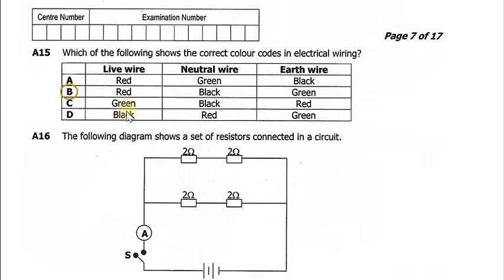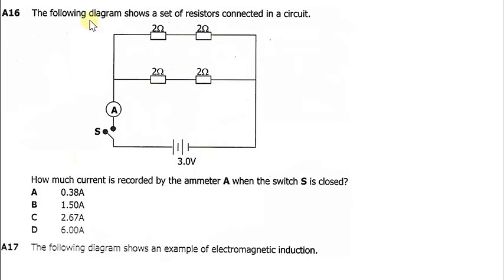Unlike this option here, doesn't make sense. This is the only option which makes sense. So we go to A16. The following diagram shows a set of resistors connected in a circuit.